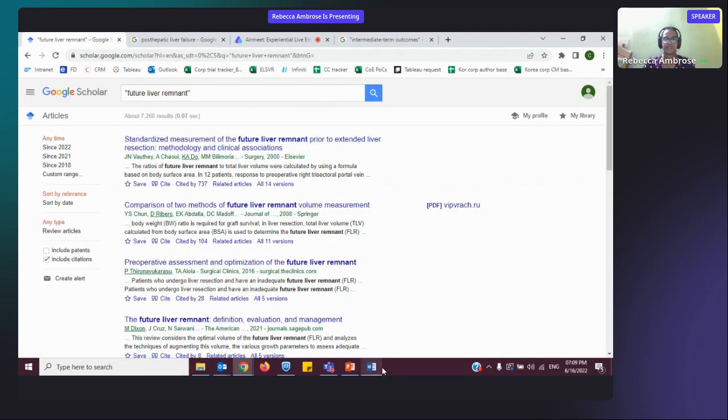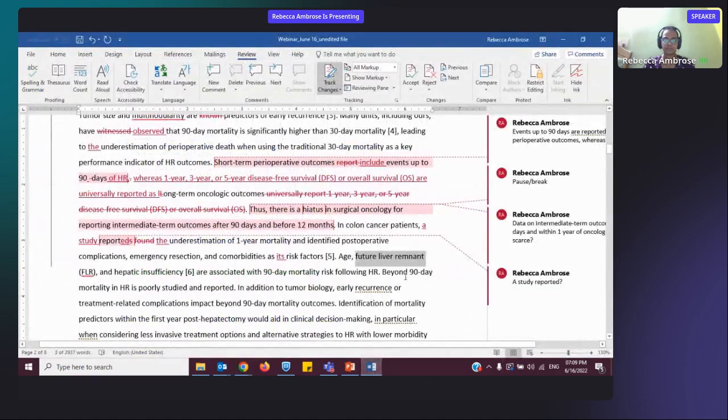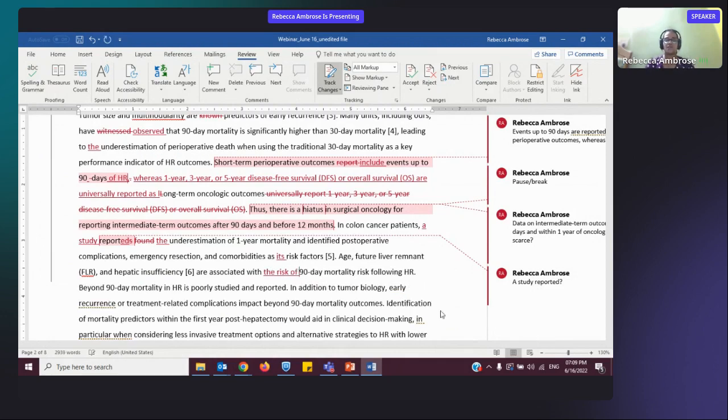Yeah, it's a specific term. And hepatic insufficiency are associated with 90-day mortality risk following HR. Now, this is not the best phrasing. They're basically talking about the risk of death following surgery, so we'll have to phrase it like that, with associated with the risk of 90-day mortality following HR. Beyond 90-day mortality in HR is poorly studied and reported.